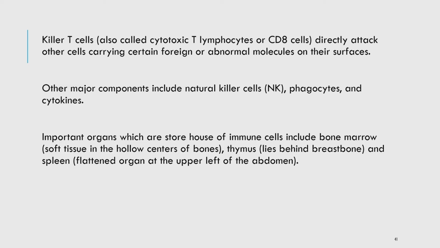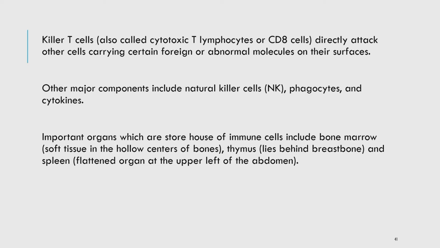We will not go into too much of those aspects. But these are major components of the immune system. Important organs that are the storehouse of immune cells include the bone marrow. Inside bone we have soft tissues, and there the majority of the immune cells are concentrated.